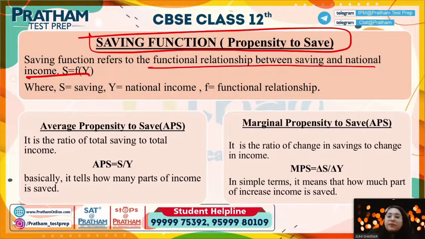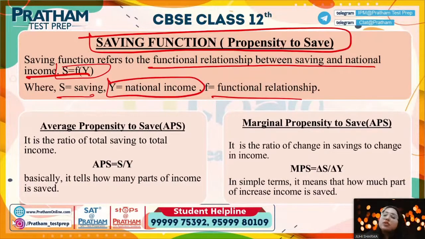So simple as saving function, it is actually a relationship between savings and national income, which is denoted by S = f(Y), whereas S is the savings, Y is the national income, and f stands for functional relationship. Again, we have two types of saving functions: average propensity to save, and marginal propensity to save. What is average propensity to save? That is APS. That is actually the ratio of total savings to total income, right?